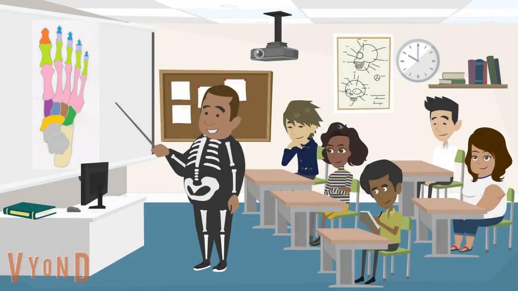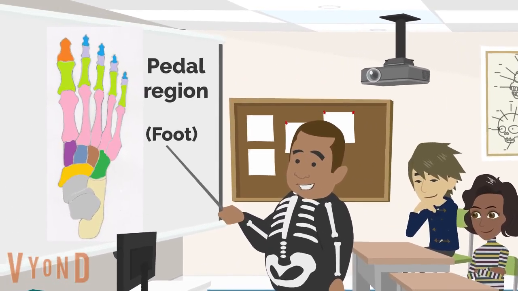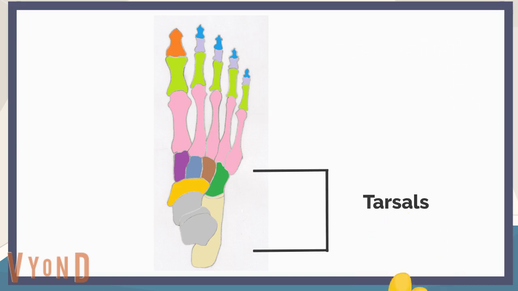Now let's learn about the bones of the foot. The parts of the foot include the tarsals, metatarsals, and phalanges. There are 7 bones in the foot that form the tarsus. 2 of these bones are the talus and the calcaneus. These bones form a bony framework around the proximal ankle and heel.